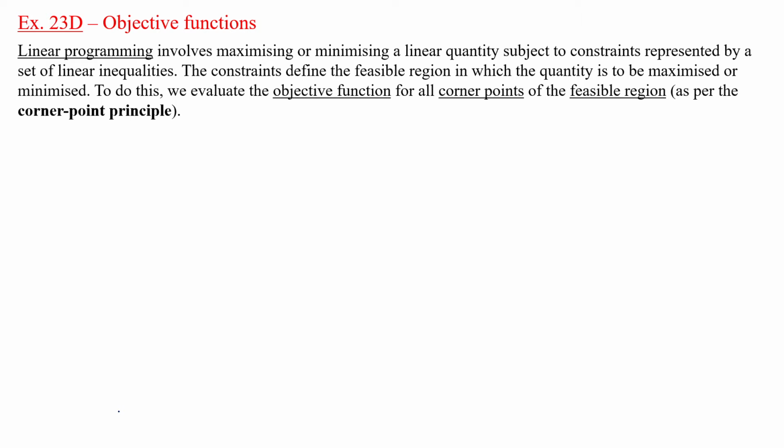Our constraints define the feasible region in this topic, and in that feasible region, that's where we will maximize or minimize the quantity. To do that, we need to evaluate what we call the objective function for all of the corner points of the feasible region, as per the corner point principle. The corner point principle states that the corner points of the feasible region tend to be where we find either our maximum or our minimum for that function. So we don't need to assess every point in the region, just the corner points.